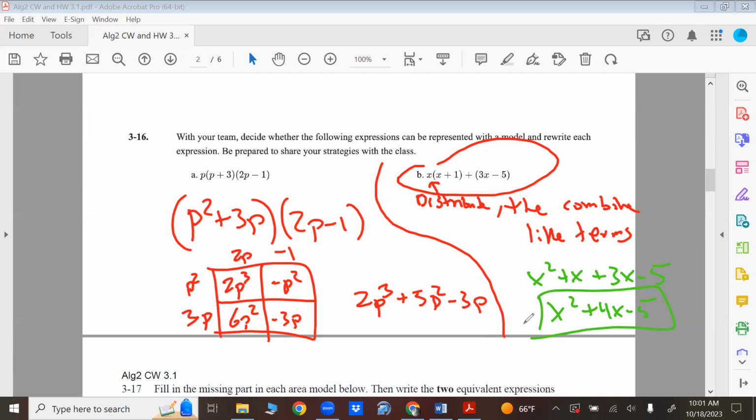Right? Pretty easy, right? Not too hard. So it's simplifying. That's what we're doing. We're simplifying these expressions. Questions about 316? No? Okay.